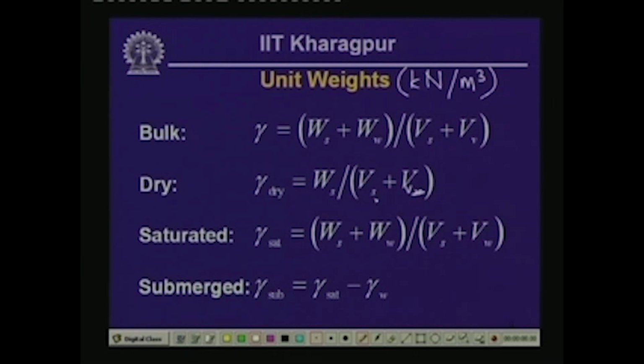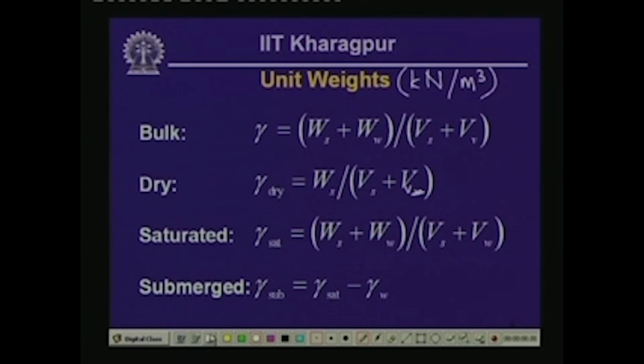And then we could also define submerged unit weight, which is simply equal to the saturated unit weight minus the unit weight of the liquid phase or unit weight of water. So, these are different unit weights that are considered quite often in order to find out the overburden weights in soils.